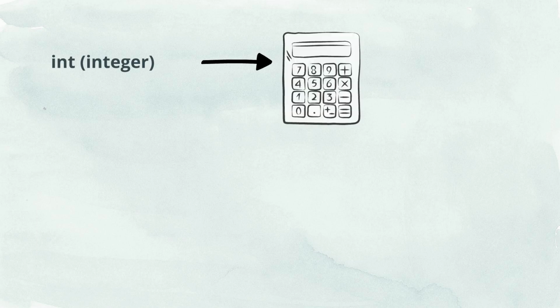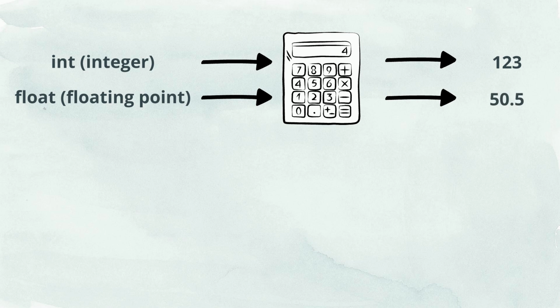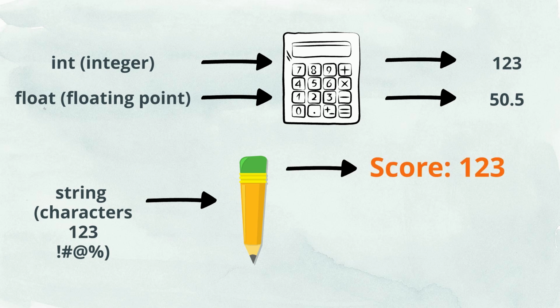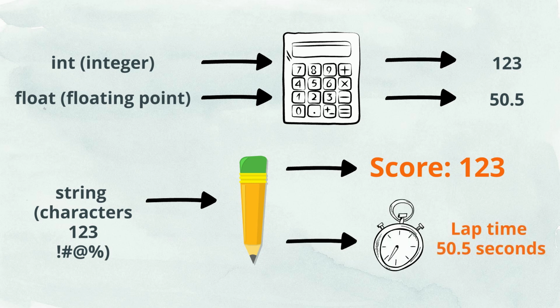In Unity, you need to give your variable a type. I'll start with the three most popular ones, and those are int or integer, which is a whole number like 1, 2, 3, float or floating point, which is a decimal number like 50.5, and then string, which is just a combination of letters and numbers. In this example, we use the string to store a message to display for the score and the score value of 1, 2, 3. Or another example is you can use it for a racing game to display your lap time.